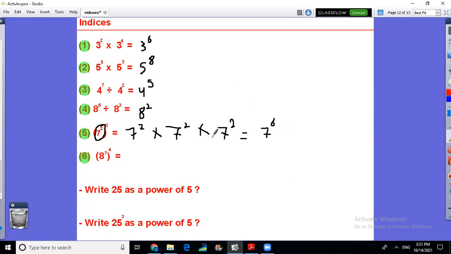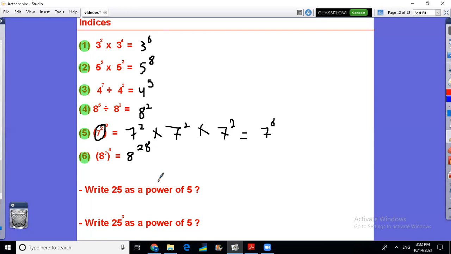Okay? Please don't get confused. When you multiply 3 squared and 3 to the power of 4, we add the powers here. So 2 and 4 is going to be 3 to the power of 6. But if it is written this way, 8 to the power of 7 and all is to the power of 4, we multiply the powers. So it's going to be 8 to the power of 28. Okay, let's move to the next question here.